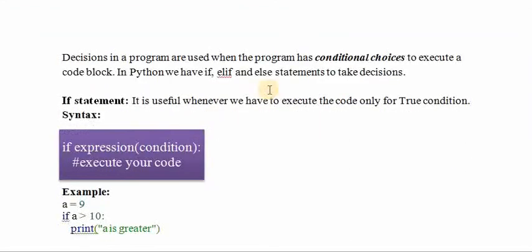So what are decisions? Decisions in a program are used when the program has conditional choices. If the conditional choice is met, then you execute a code block. Code block means the statements of code. In Python we have if, elif and else statements to take decisions. Let's discuss them one by one.